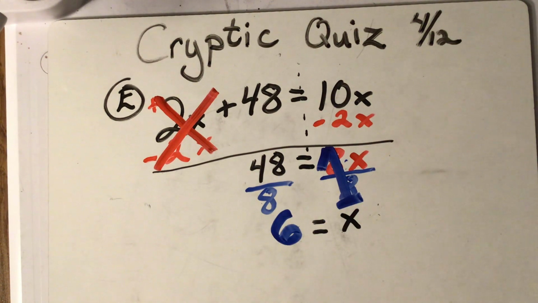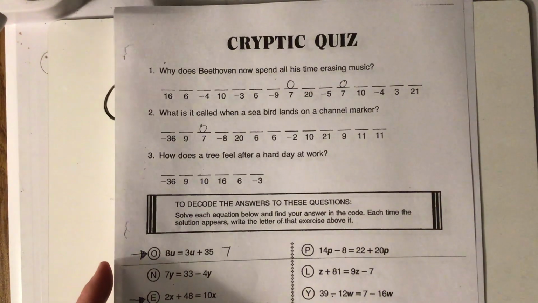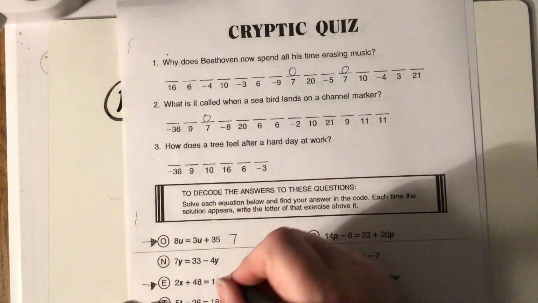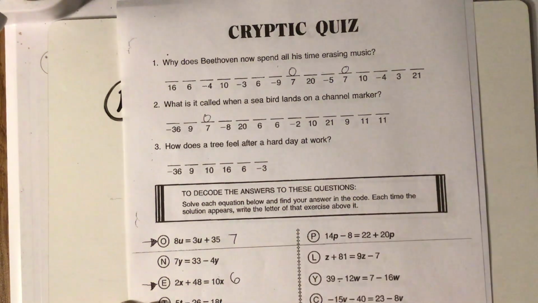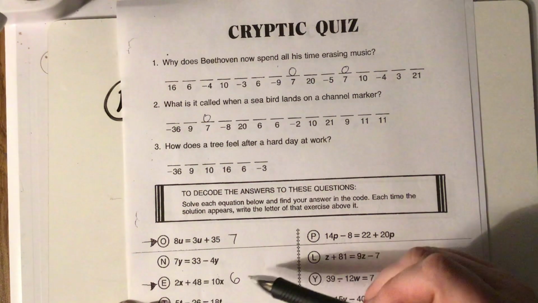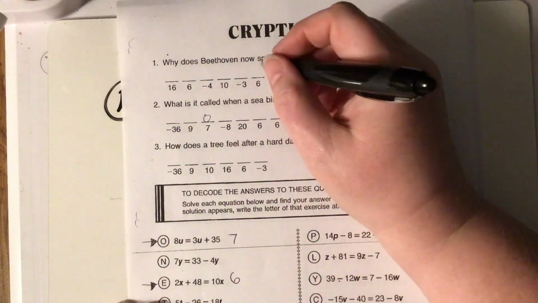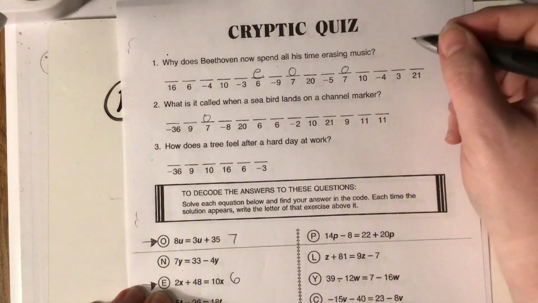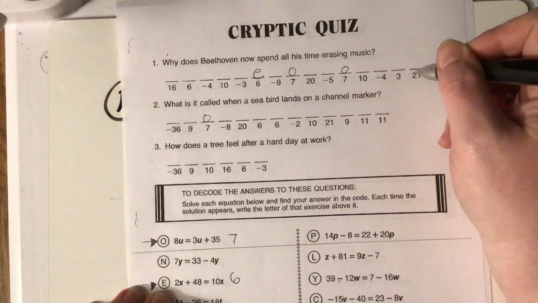All right, let's see if that's an answer choice. Can't find my pen, you guys. So I'm going to put my 6 down here, just so I don't forget. And I'm going to look for my 6 up here. Letter E.